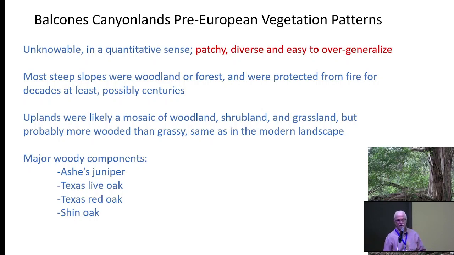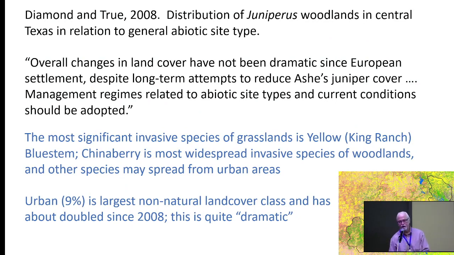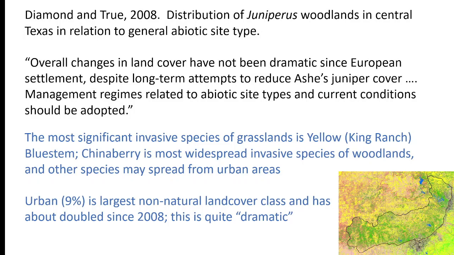I personally am going to say it was mainly woodland because of the precipitation gradient. And the major woody components back then, I think, were Ashe's juniper, Texas live oak, Texas red oak, and shin oak. And I haven't changed my opinion since we wrote this some years ago. We modeled the historic vegetation and compared that to the current vegetation, and I didn't think the land cover had changed dramatically since European settlement, and I really still don't.